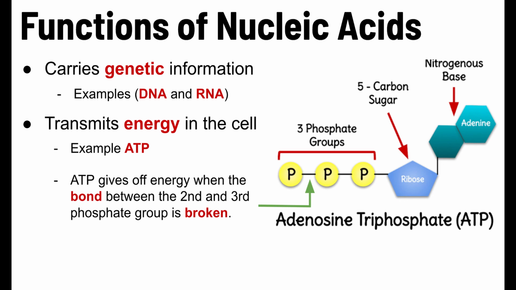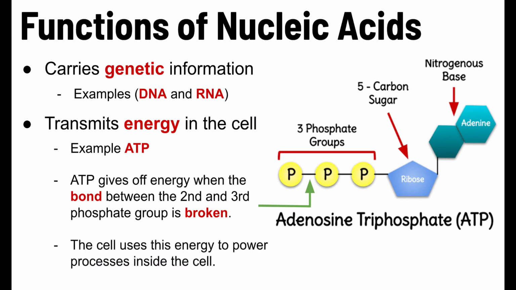So let me say a little bit about ATP. ATP gives off energy when the bond between the second and third phosphate, which I have a green arrow pointing at, that bond, when that bond gets broken, energy is given off, and that energy is used to power processes inside the cell.